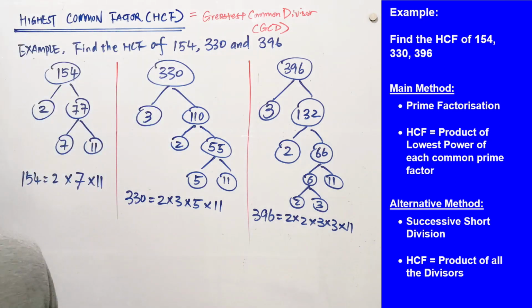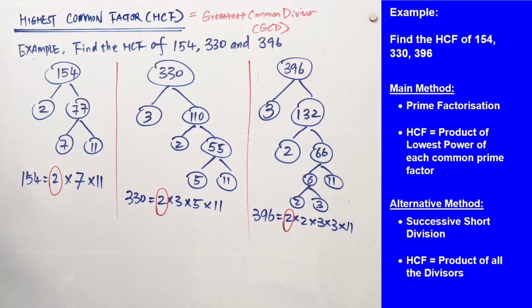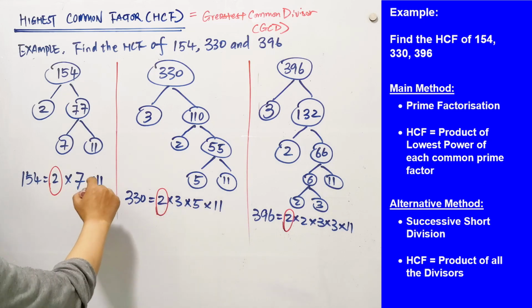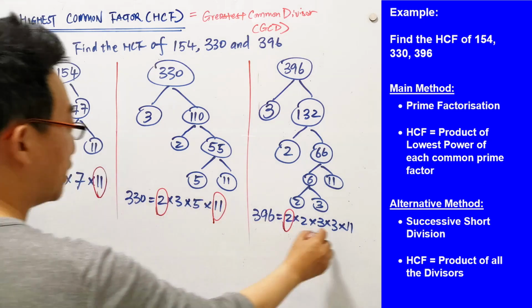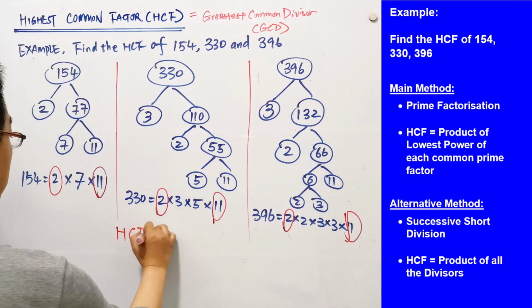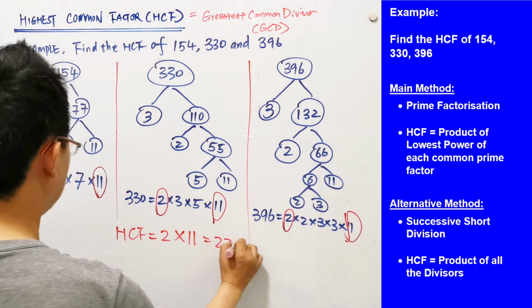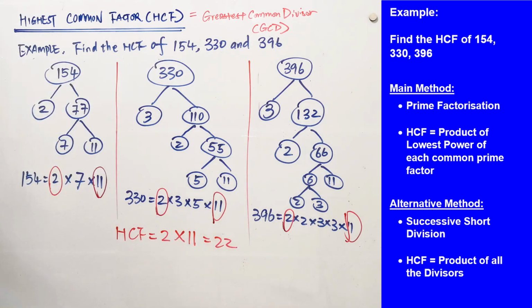In this case, does everyone have 2? Yes, we have 2, right? 2 and 2. Does everyone have 7? No. Does everyone have 5? No. Does everyone have 11? Yes, everyone has 11. That's good. So in this case, HCF equals 2 times 11, right? 22. Very good. So the answer is 22, right?